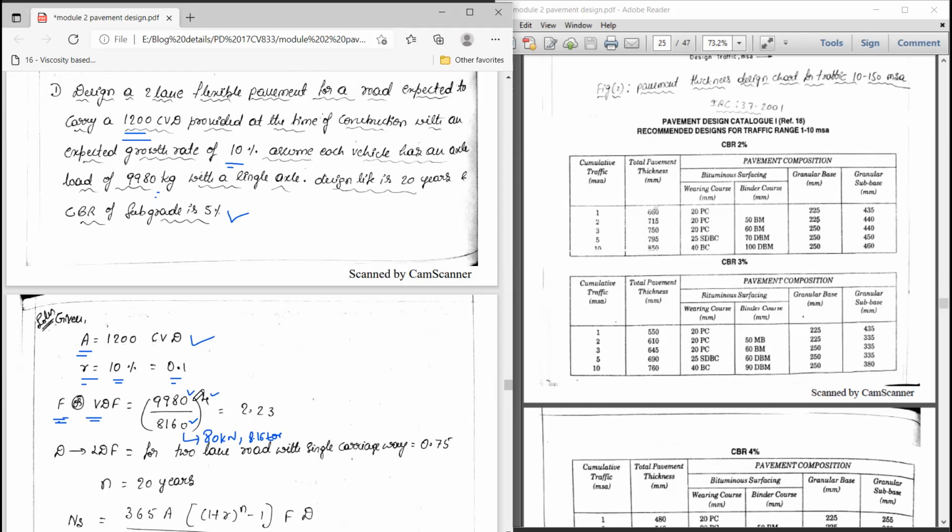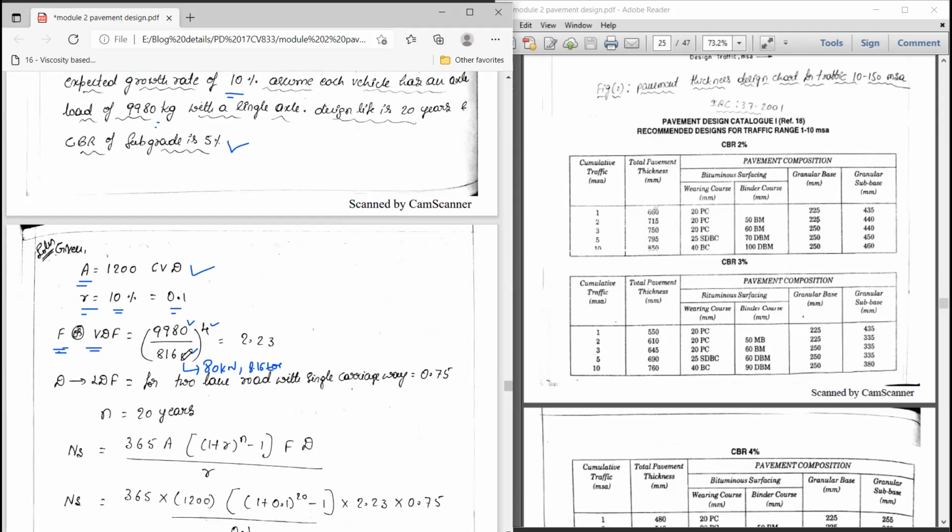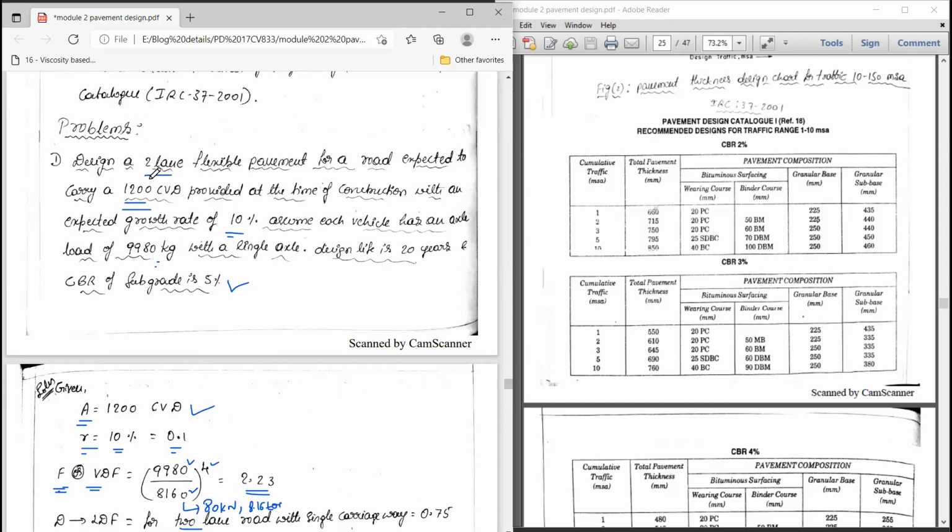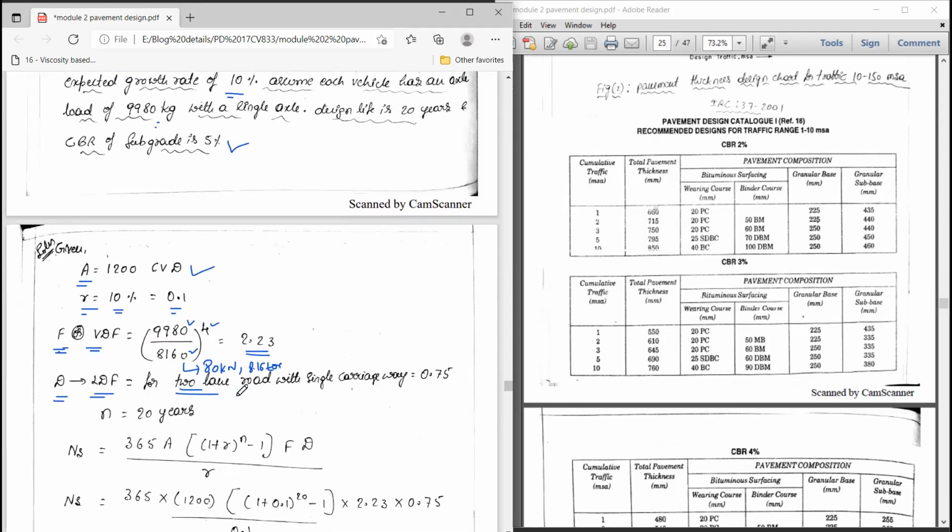So here 9,980 kg he has given, therefore in the denominator also I take the standard axle load as 8,160 kg, to the power of 4. So that is equal to 2.23. Okay, then capital D value. Capital D stands for LDF. LDF means lane distribution factor. So for a two-lane road, because in the problem he is saying that it is a two-lane road, the lane distribution factor is equal to how much? 0.75. Then design life is designated as small n, that is equal to 20 years as given in the problem.